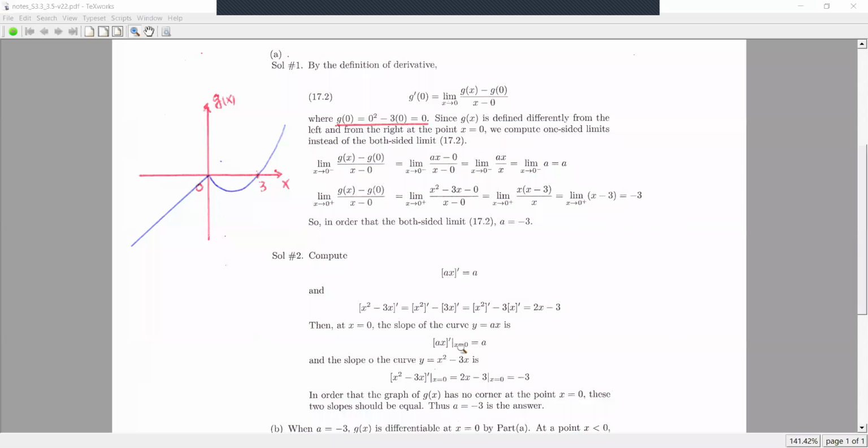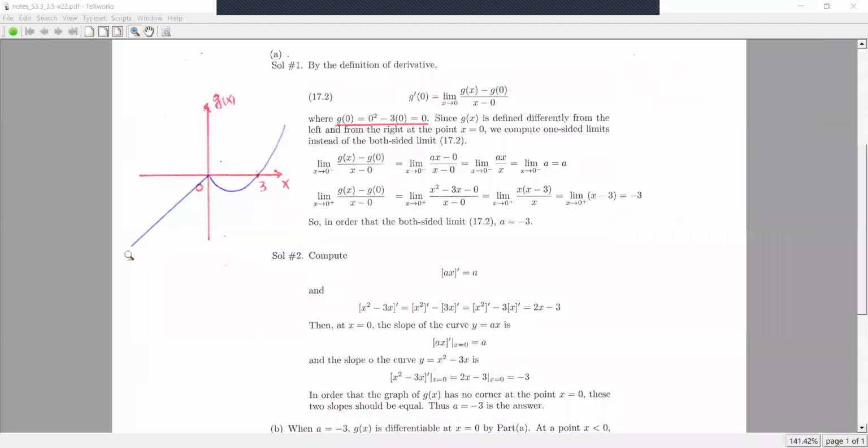Now, plug in 0 in this derivative, we get a. Plug in 0 in this derivative, we get -3. That is, the slope of the tangent line to this curve at the point 0 is a. And the slope of the tangent line to this curve at the point 0 is -3.